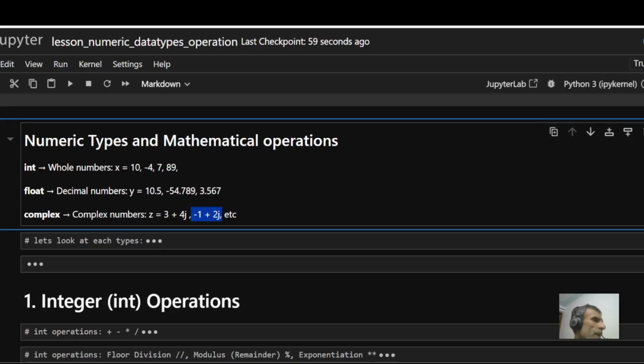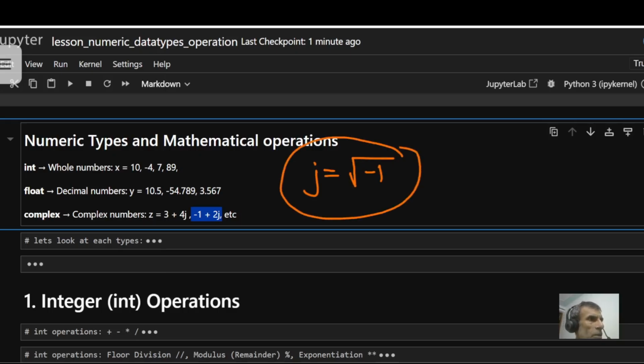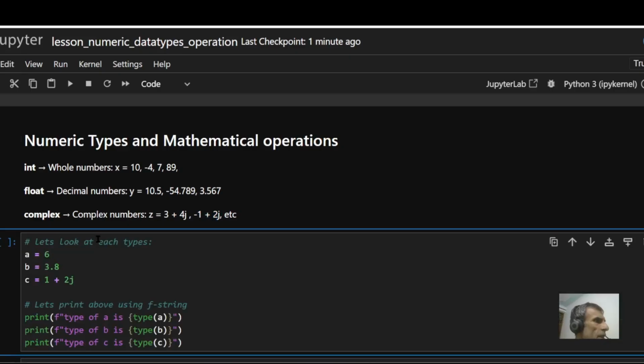Some of you who come from a technical background would recognize complex numbers. Basically, complex numbers are any number that has the square root of -1 associated with it. This is your complex number right here. Okay, let's look at each one of the types.